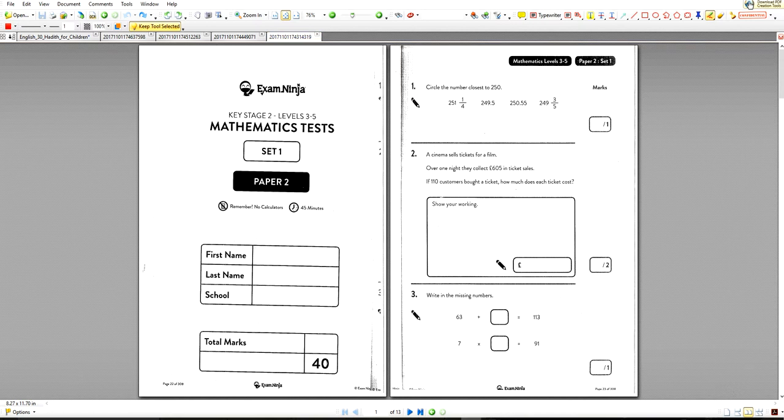Okay, welcome to our mathematics test, set 1, paper 2. This is a key stage 2 SAT paper. And let's start with question number 1. These are all non-calculator papers. So you go circle the number closest to 250.